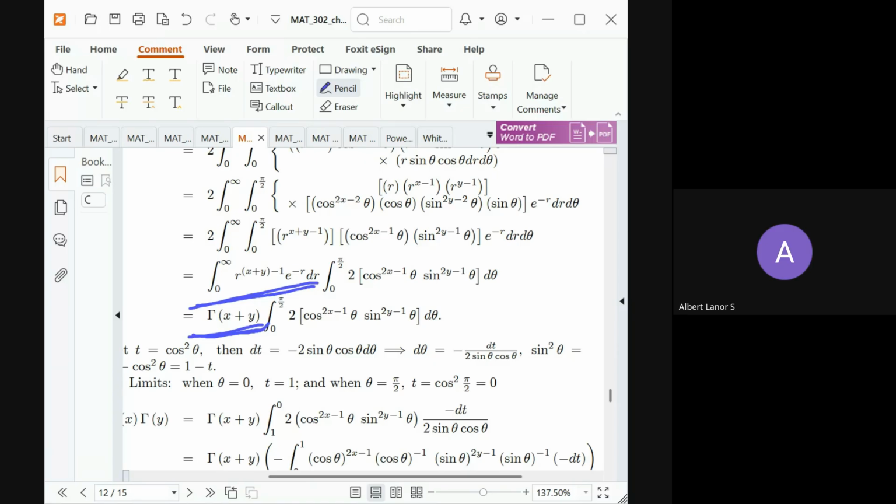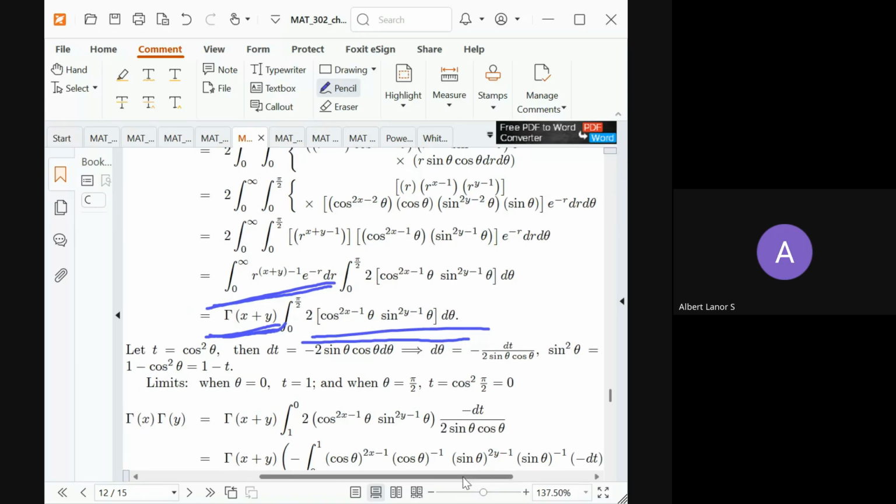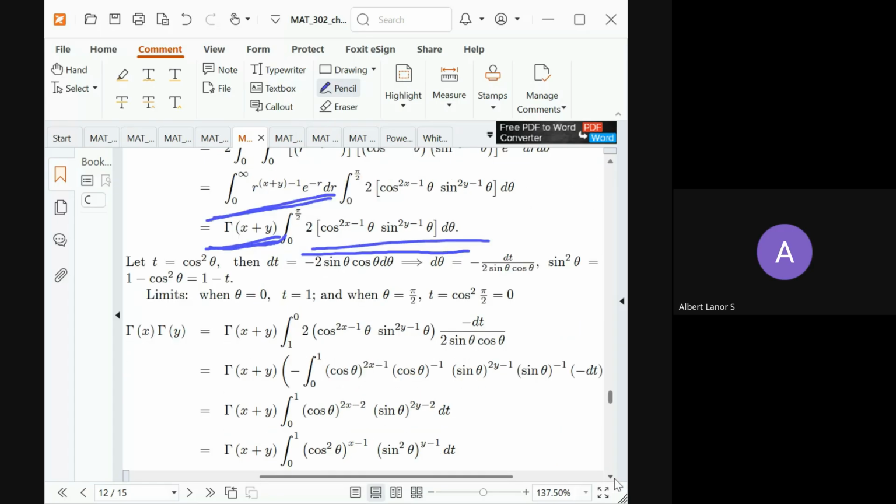Then we'll continue to integrate what is in the bracket. Now you have cos of an odd power of theta, sine of an odd power of theta. So to integrate it, we are going to integrate it by substituting t equals cos squared theta, integrate it, and then we reintroduce it into the function. So now we'll have this.